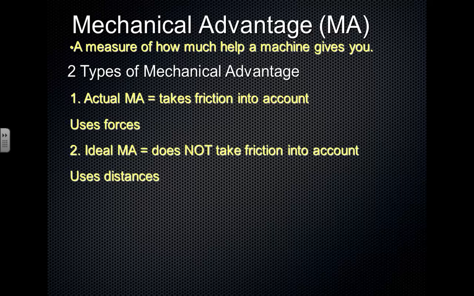Ideal mechanical advantage is the other type. And ideal mechanical advantage does not take friction into account at all. It's sort of a theoretical mechanical advantage. That theoretically, this machine should give me a certain advantage. And it does not use forces. It uses distances in its calculation.